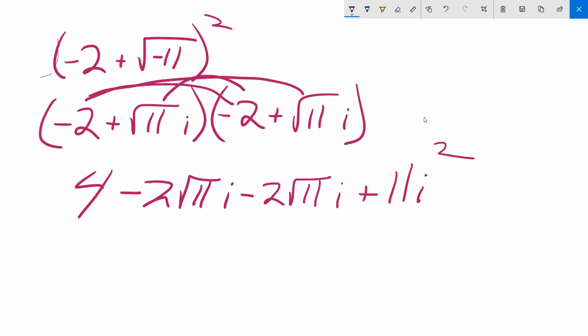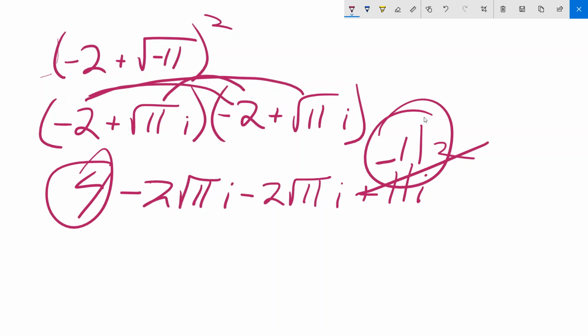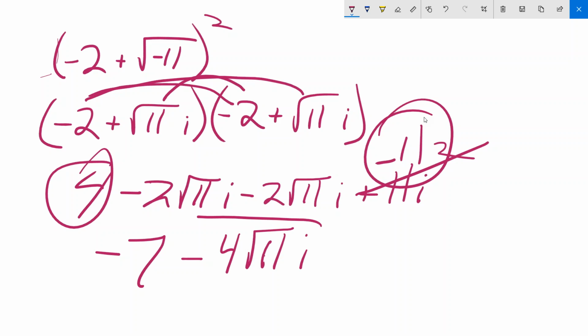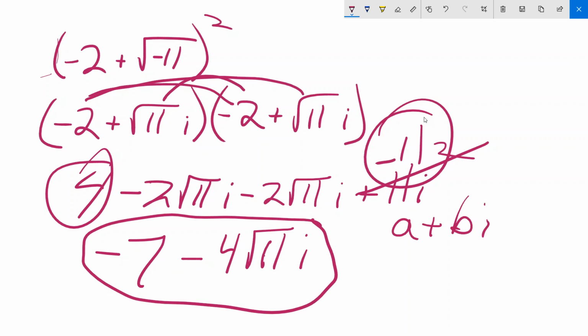Now, you can always change the i squareds into what? What's i squared equal to? -1, so it's minus 11. Now I can combine that real number with that real number, and I get minus 7. And combine the two middle i's, and I get minus 4 root 11i. And there's your final answer, and it's in the proper format, a plus bi.